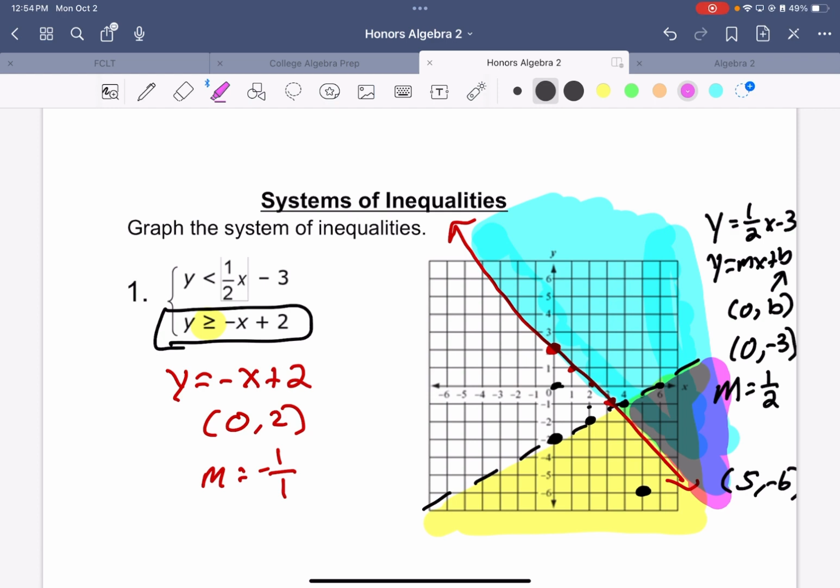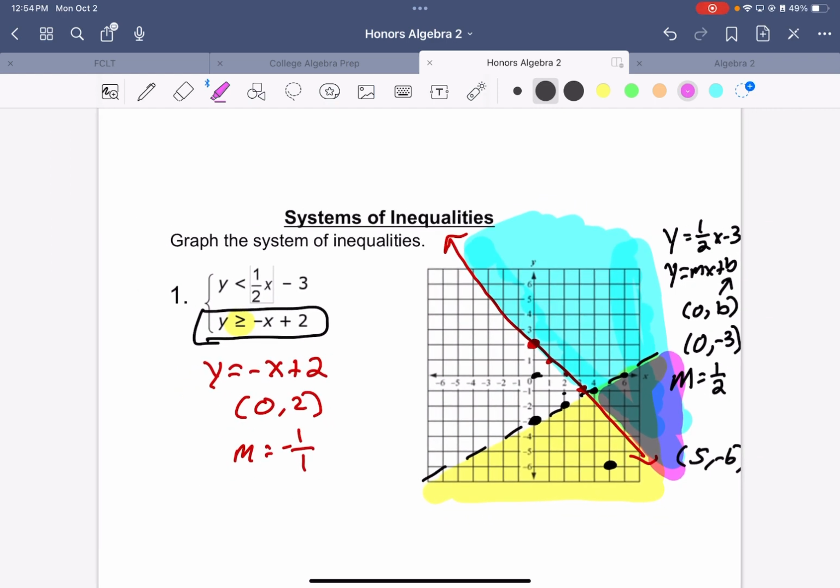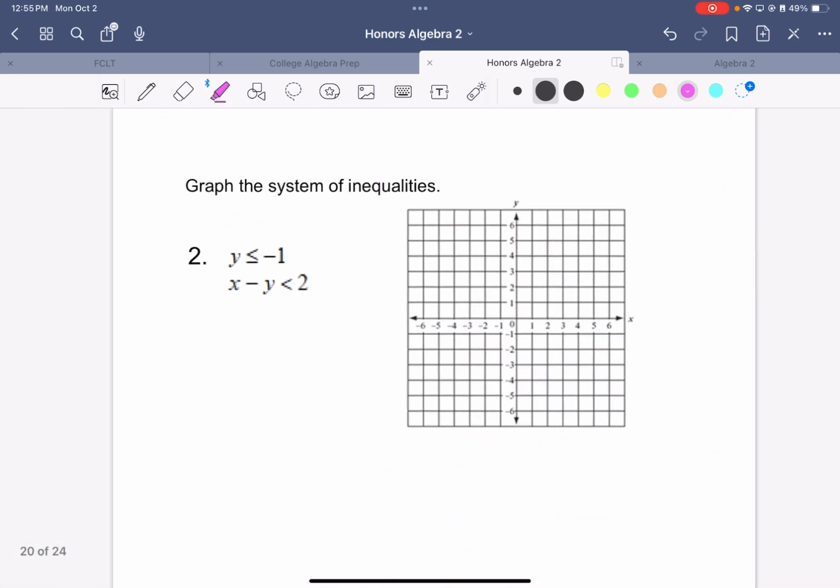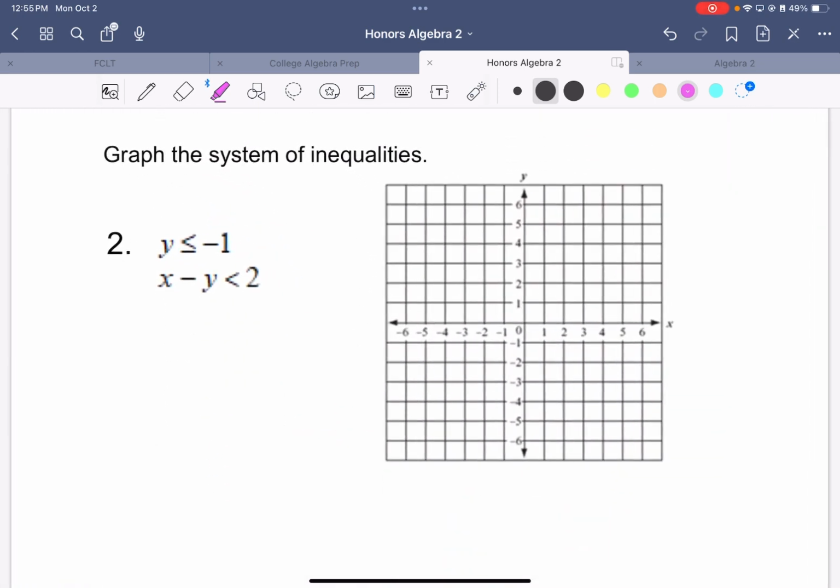That's graphing systems of inequalities. And you have to be careful when you do these. You got to take your time. Obviously, we're just going to end up sketching these for the most part anyway, but we can still do it. Okay, so let's look at the second one.